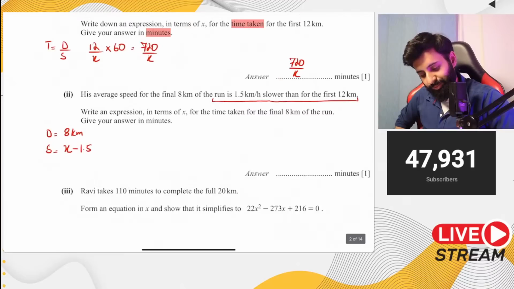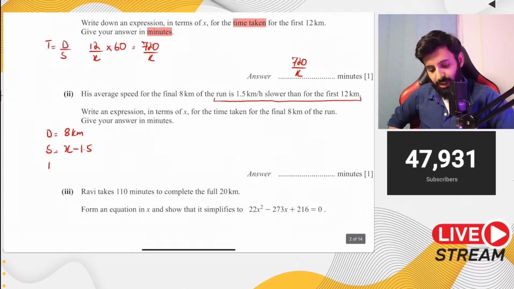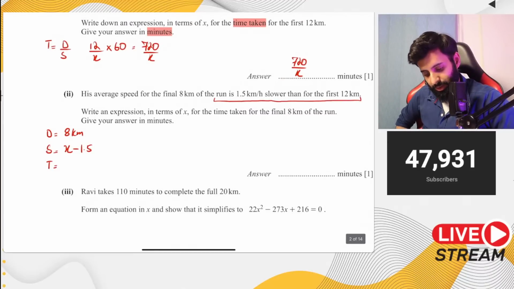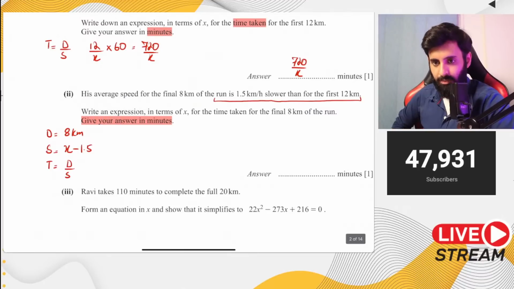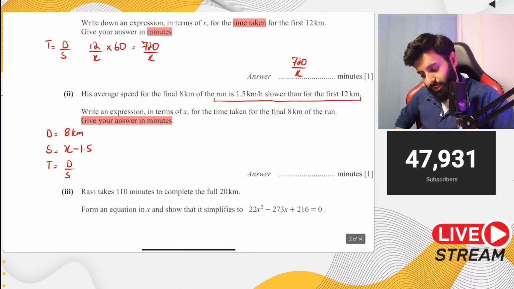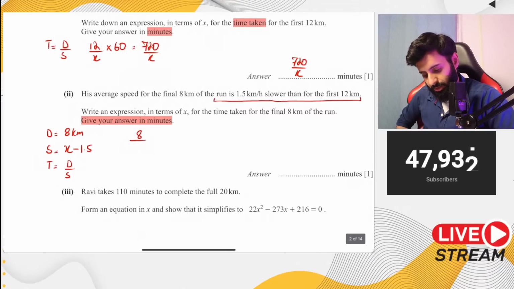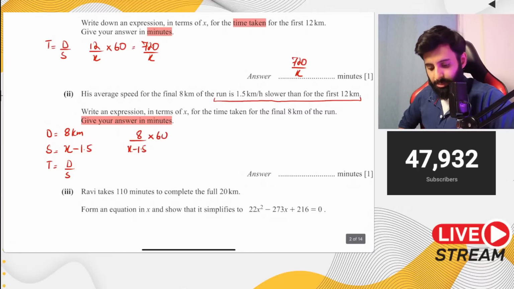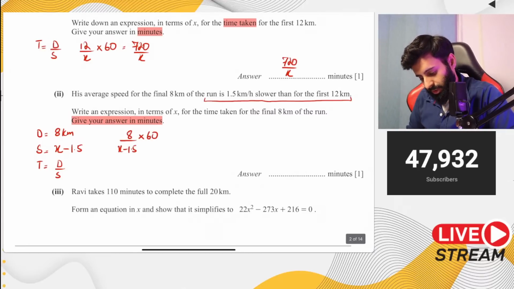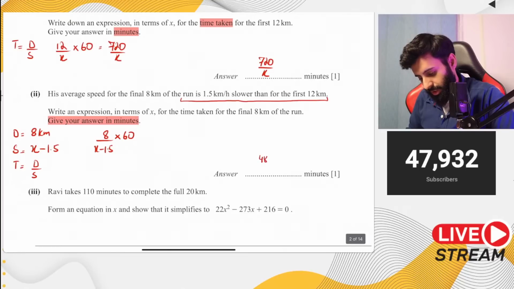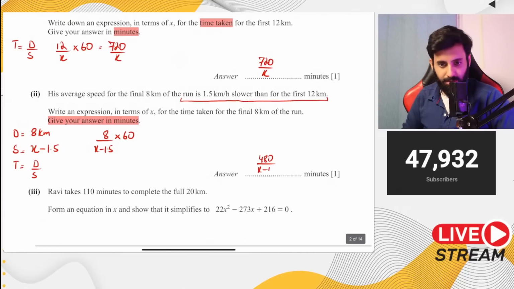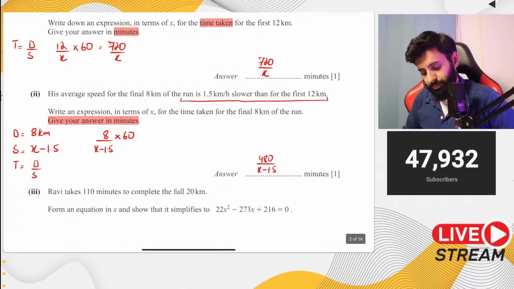Now, what about the time over here? The time over here is also going to be equal to distance upon speed, and again in this also you're supposed to give your answer in minutes. So what's the distance? The distance we can see is 8, and what's the speed? Speed is x minus 1.5. Again, don't get carried away. Don't forget to multiply it by 60. So 8 into 60 is 480 divided by x minus 1.5. All right, there you go.